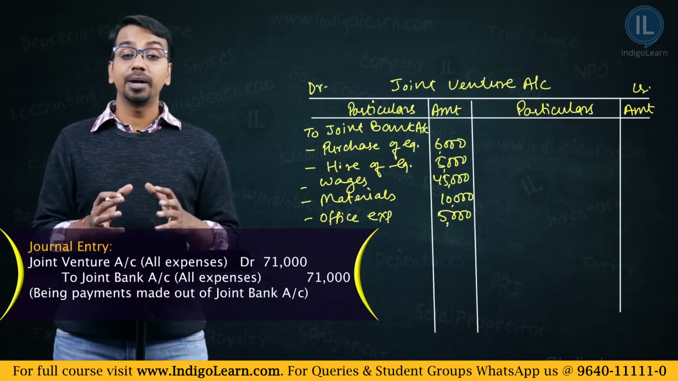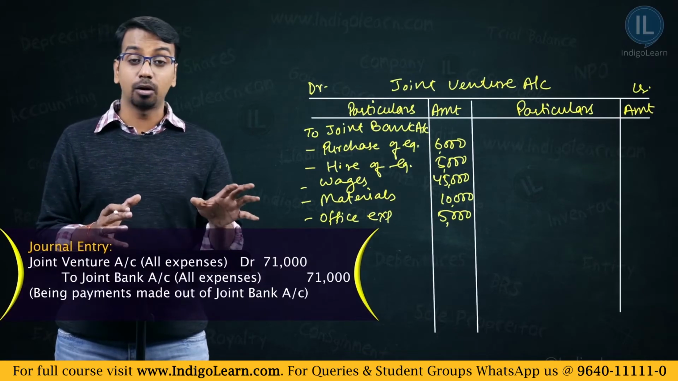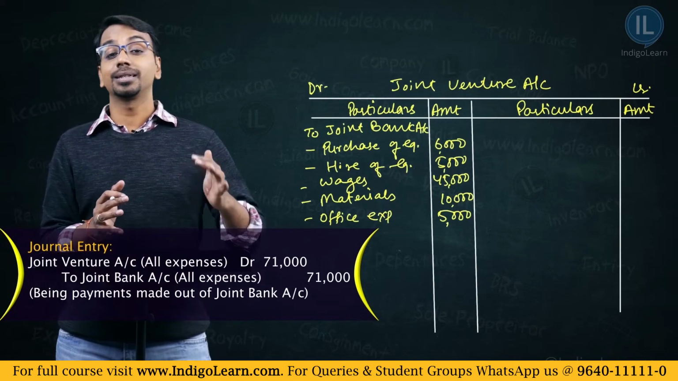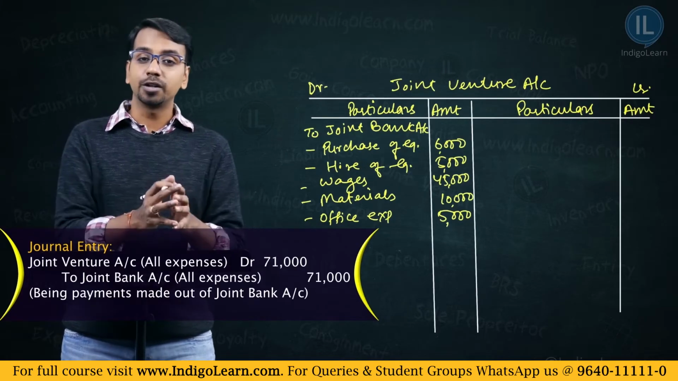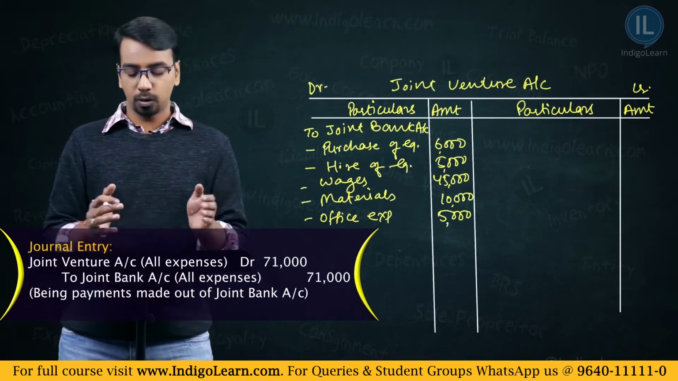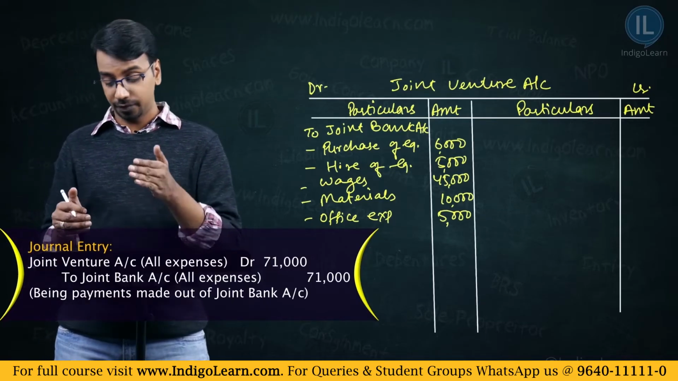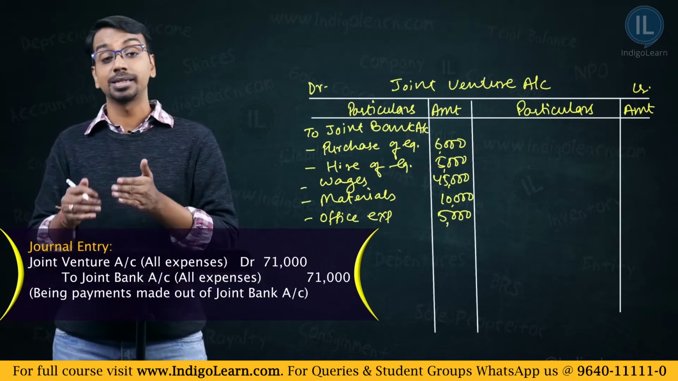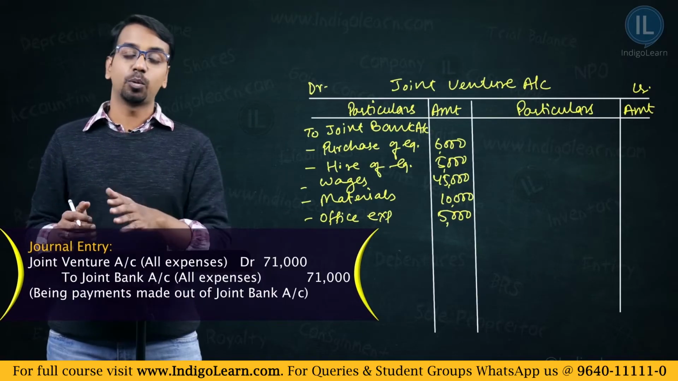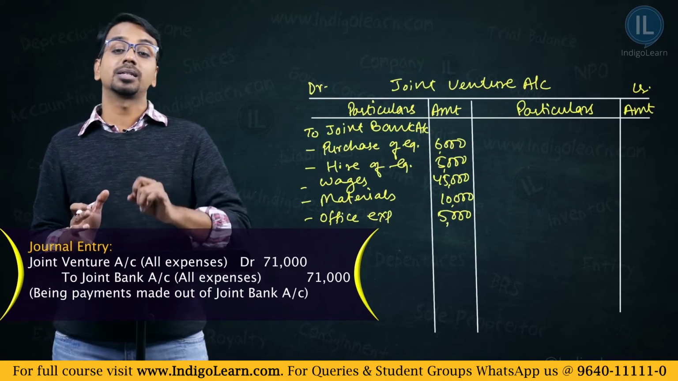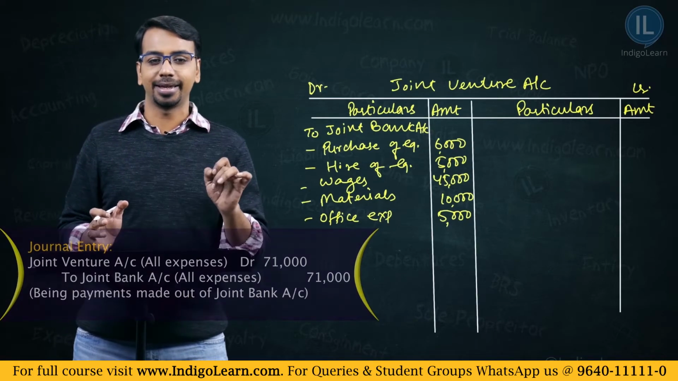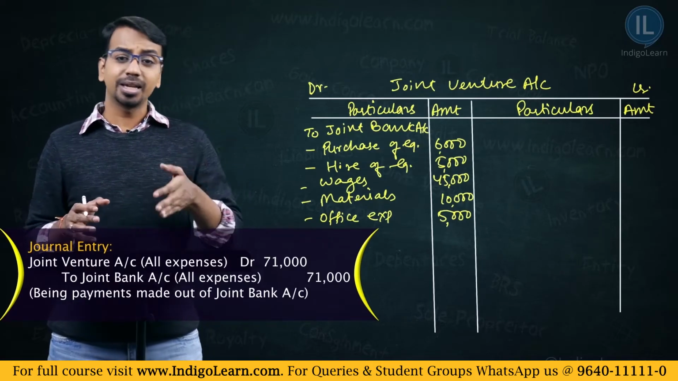Now for all the expenditure that we have posted through joint bank account, you need not pass separate entries in journal. You can simply say joint venture account debit to joint bank account and total the expenditure 6 plus 5 11, 11 plus 45 56 plus 10 66 plus 5 71. The 71,000 you can pass it using a single journal entry. Are these the only expenses? Is there any other expenditure?